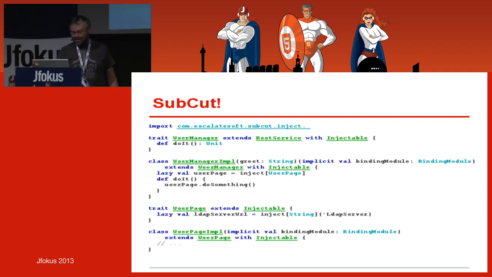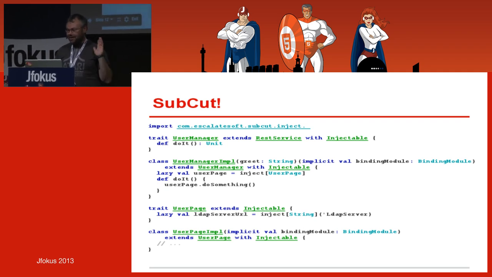So at its most basic level, SubCut looks something like this. You can create a new trait. Because it's a trait, it can still remain abstract in the binding module, so you don't have to put in a binding module here. But this is the trait that we're going to bind under. And then we have a user manager impl that implements that trait. And by the way, these things are also injectable, so they can have their own injections when they're created.